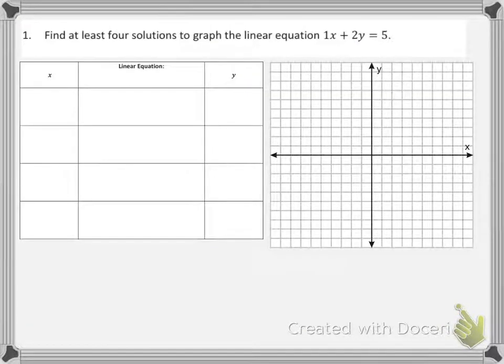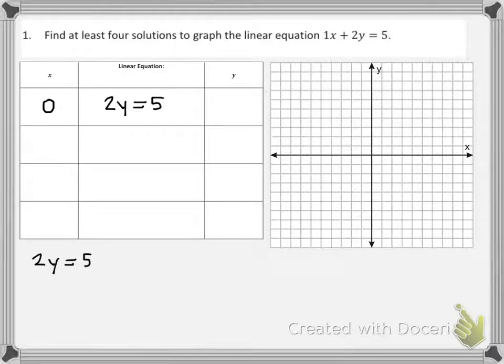Okay, our job is to find at least 4 solutions to graph the linear equation 1x plus 2y equals 5. So we're just going to choose some numbers for our variables and solve for the other variables. Let's put a 0 in for x. When we put a 0 in for x, 1 times 0 is 0, so we get 2y equals 5. And then we can solve that. Let's do that down here in our space.